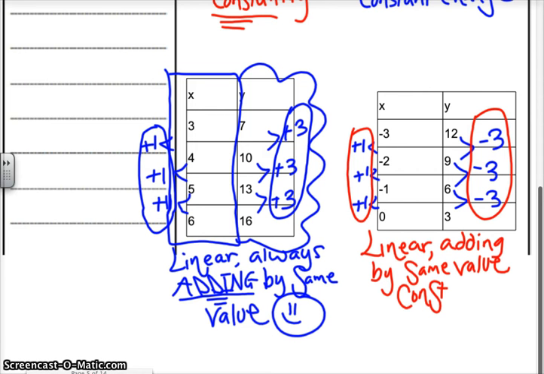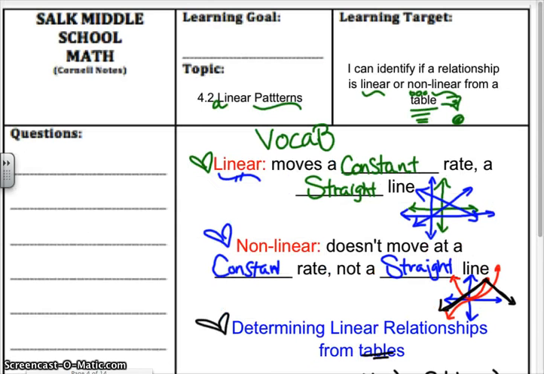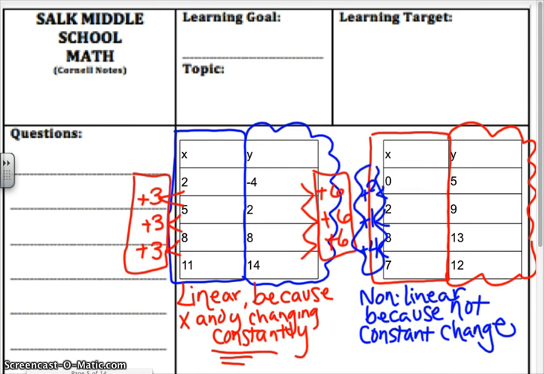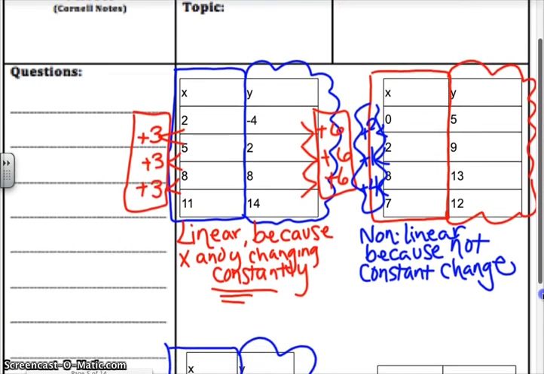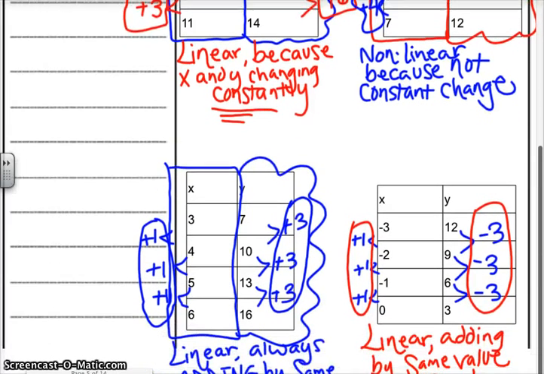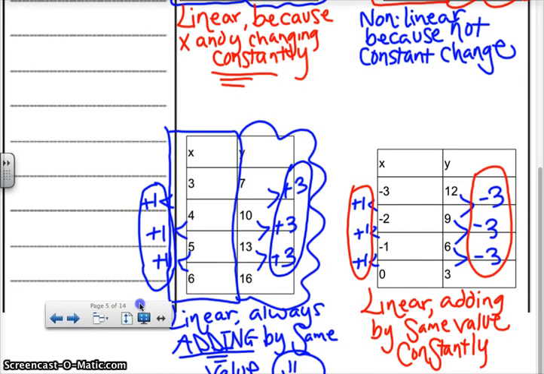And that's pretty much our I-cans for today. Let's just recall what our I-can statement was from the beginning. It said that you can identify if a relationship is linear or nonlinear from a table. You did it. We did it on the last page. We were given a table, we analyzed the change, and we determined if it was linear or nonlinear. And that's our lesson for today.